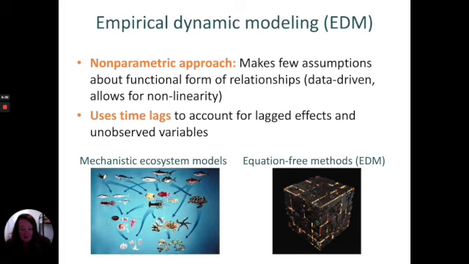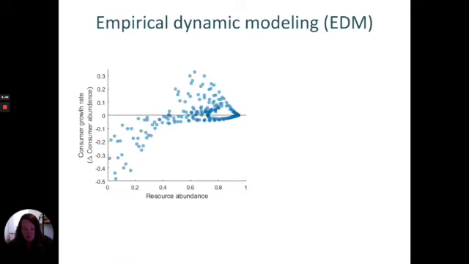To do that in EDM, we use time series data and the information those time series contain to understand how a system behaves and predict how it will behave in the future. Let me try to describe that a little bit more. Here is an example of time series data, but instead of being plotted by time, I'm showing each point as the resource abundance. In our examples, it will be phytoplankton abundance, and then the consumer growth rate on the y-axis.